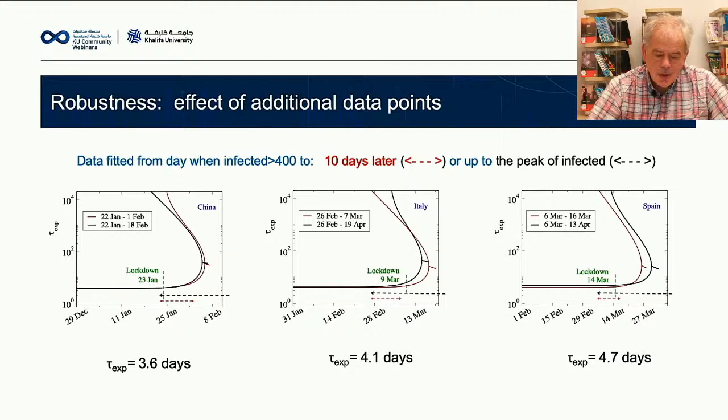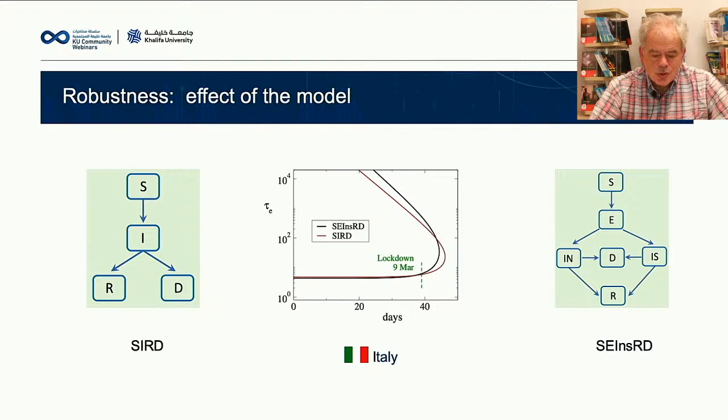Now, the other test we did in order to determine the robustness of our technique was to use different models. So what you see here are the explosive time scales computed from data from Italy on the basis of the very simple model here on the left, and on the basis of this more complex model on the right. And again, you see that the fast time scale, which is of interest, is almost identical, and the explosive period is pretty much the same.